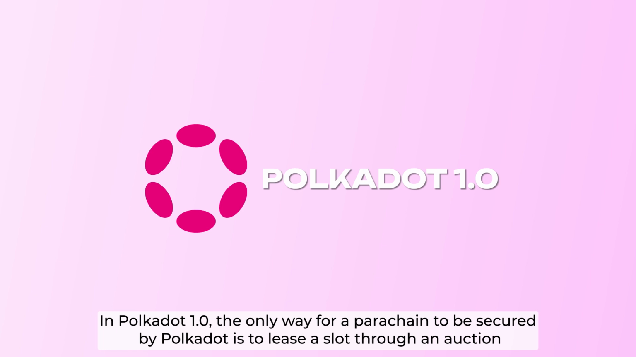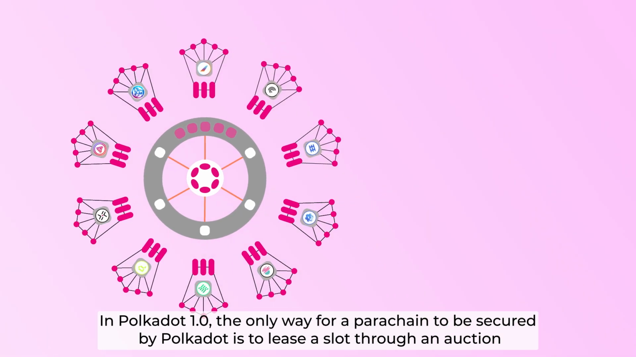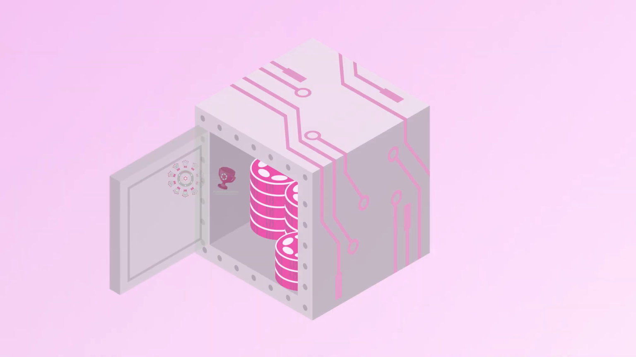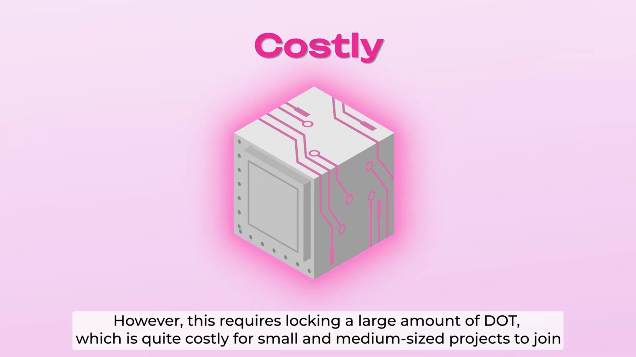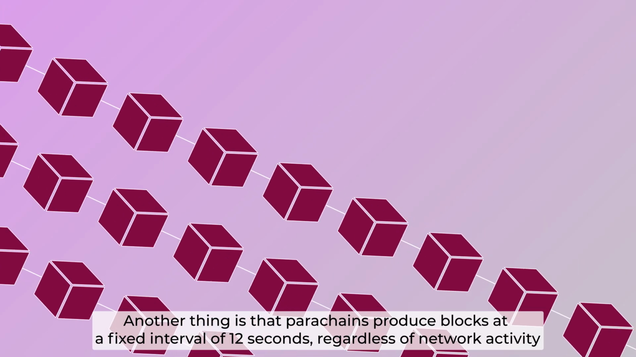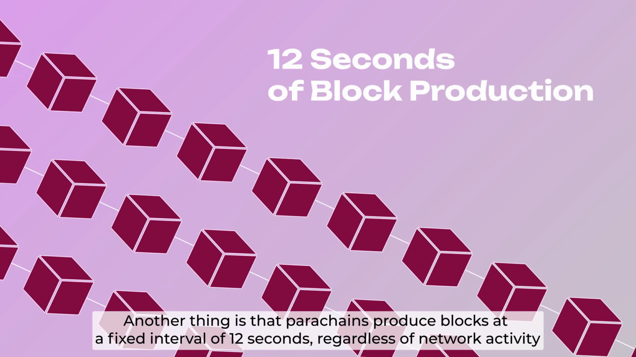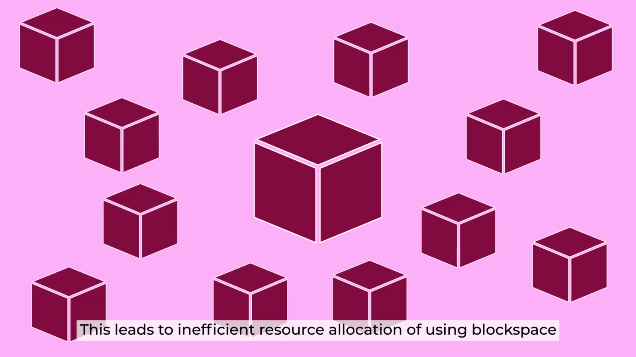In Polkadot 1.0, the only way for a parachain to be secured by Polkadot is to lease a slot through an auction with a leasing time of up to 2 years. However, this requires locking a large amount of DOT, which is quite costly for small and medium-sized projects to join. Another thing is that parachains produce blocks at fixed intervals of 12 seconds, regardless of network activities. This leads to inefficient resource allocation of blockspace.